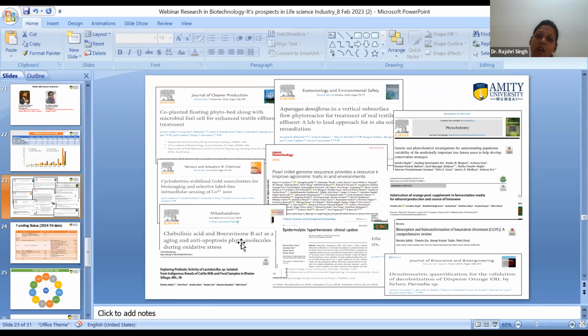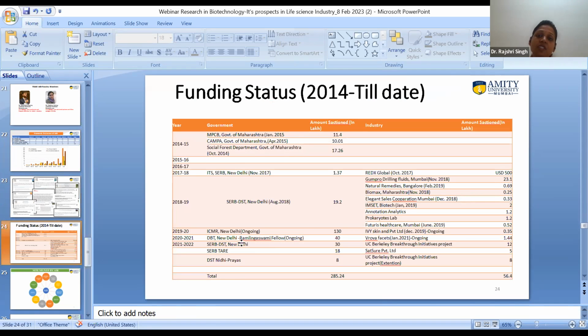And this is a glimpse of the research articles published by our students. Research is always fueled by funding, and for that we have applied through many industrial and government sources, and we have got funding from both government and industry sources for doing research in the relevant area. We have got around 2.85 crores of funding for research at Amity University, Mumbai. It is from ICMR, DBT, SERB, for various kinds of projects. Again, details of these you can find at our microsite, the AIB microsite.